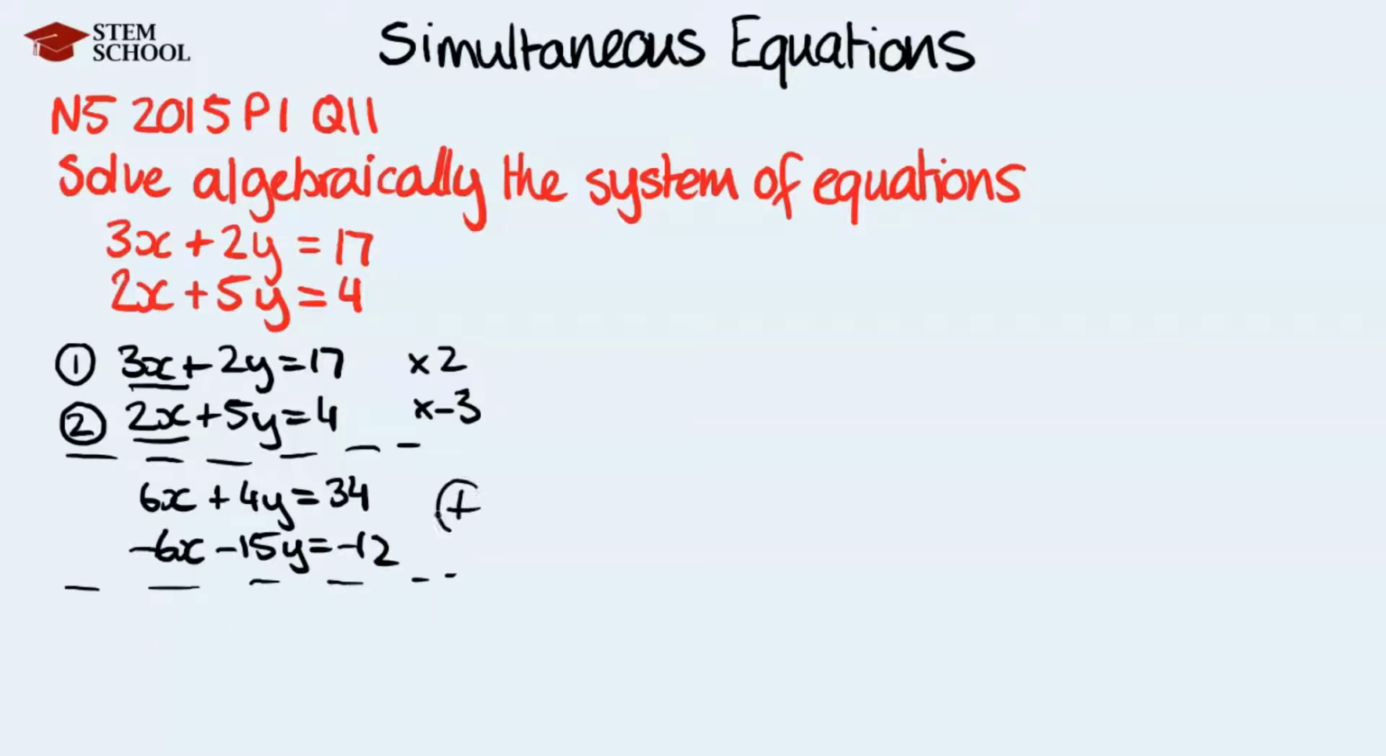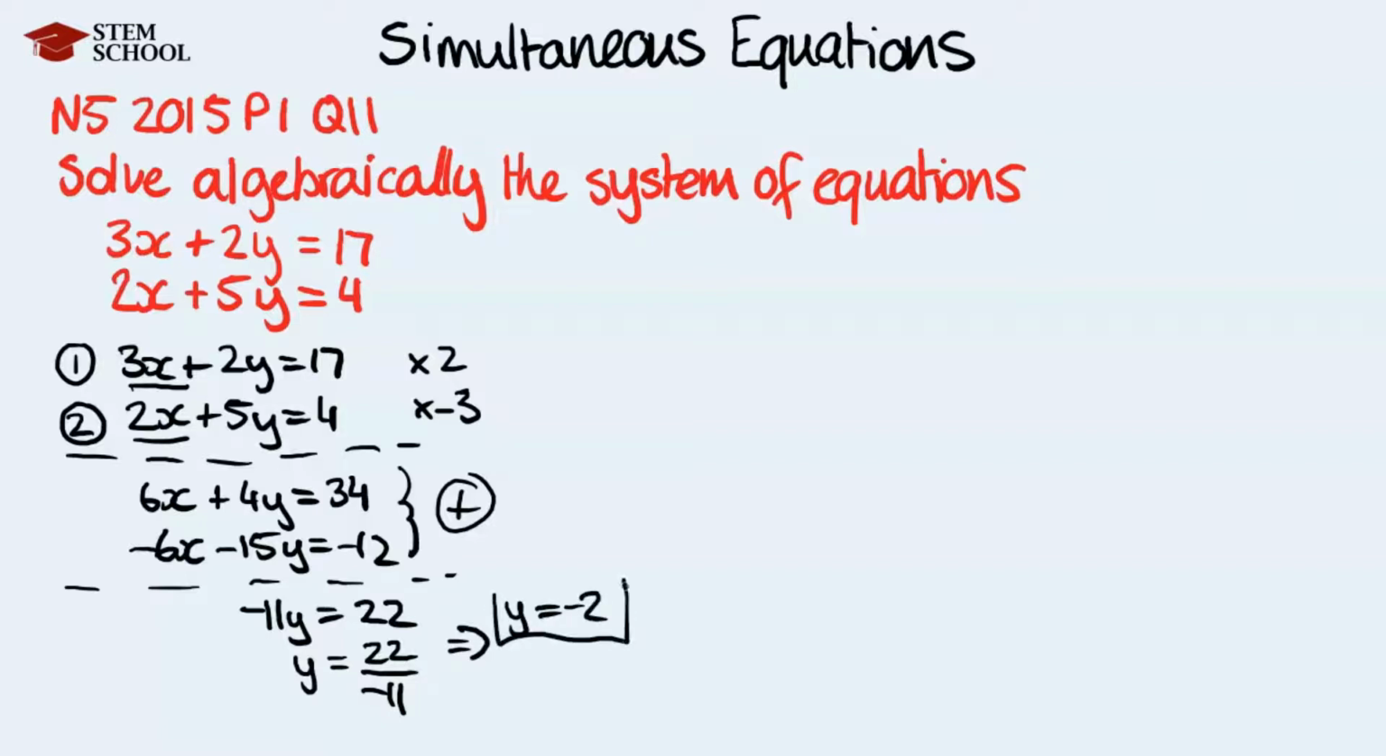So let's just add both of these equations together. So let's tell the examiner that I'm adding them. So 6x plus minus 6x, well, they will eliminate. Then 4 plus minus 15y, so 4 take away 15y, so that's minus 11y. Then 34 plus minus 12, 34 take away 12, so that will be 22. Now we can actually solve to find one of the variables, in this case y. Okay, so that was the whole point of this exercise. So we can divide both sides by minus 11, 22 divided by minus 11, and this will give us our first variable: y is equal to minus 2. Okay, perfect, right? So we found one of the variables.